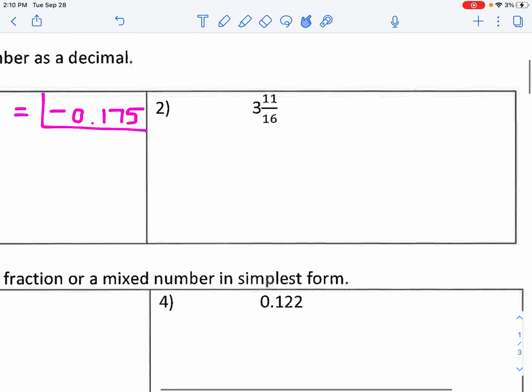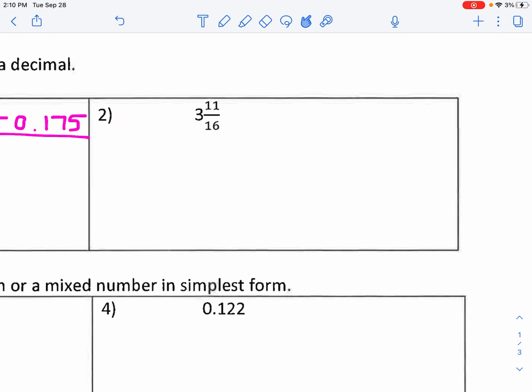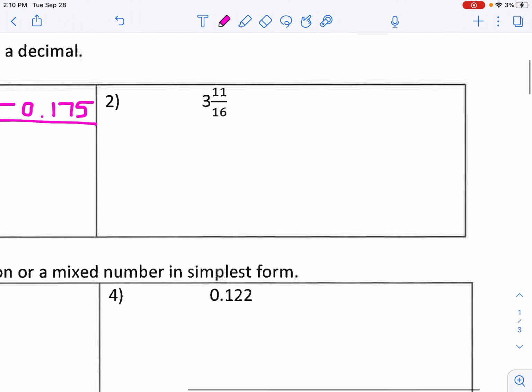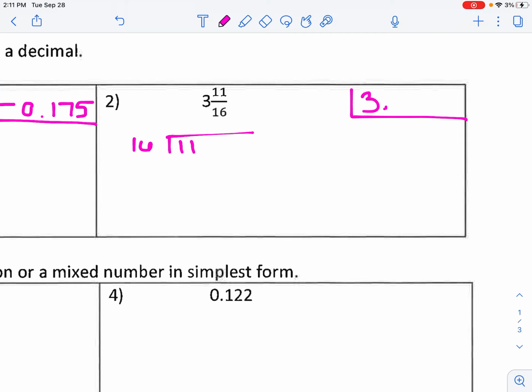So you guys can pause, rewind, fast forward, whatever you need. 3 and 11/16. So this is another one. Remember, I suggest putting your answer box. If this is 3 and 11/16, your decimal is going to be 3 and something. So I like to put my 3 point in my answer first so I don't forget that whole number sitting in front of my decimal. Okay, so we're going to do numerator divided by denominator, add your decimal and some zeros.